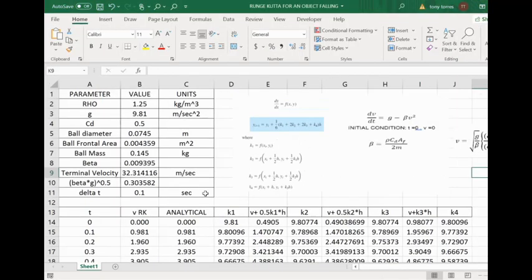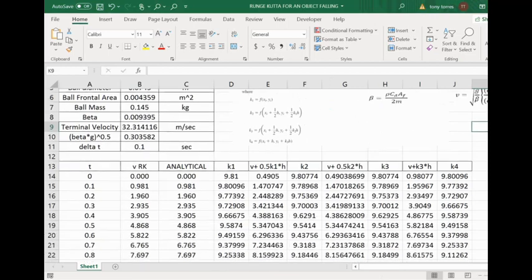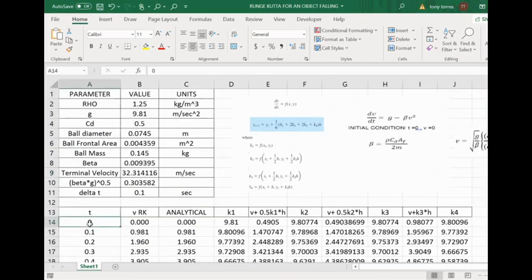Here in Excel, let's see what we could do. These two values are the initial values at time 0. As I said, you are dropping the ball, so the initial velocity is 0. The analytical solution is the whole formula. So when time is 0, then the velocity is 0.